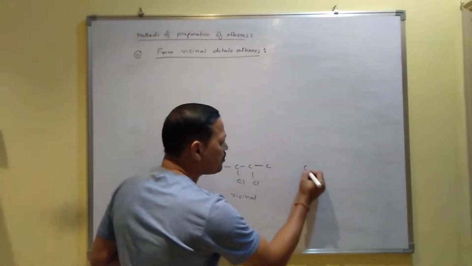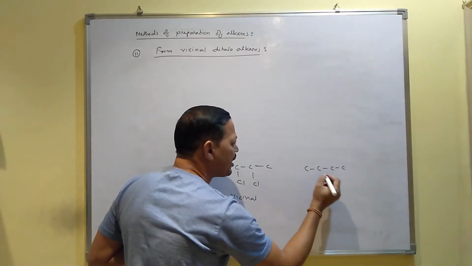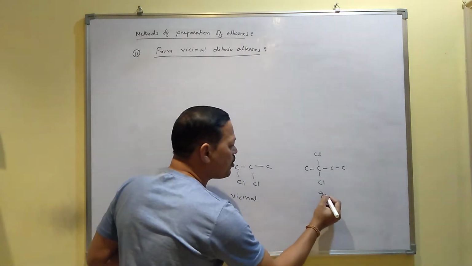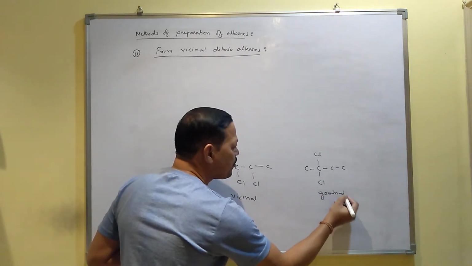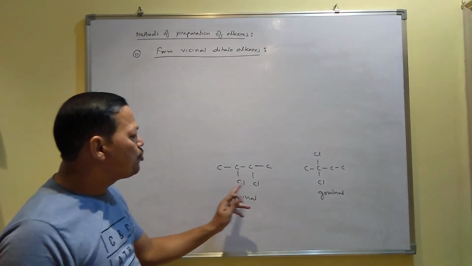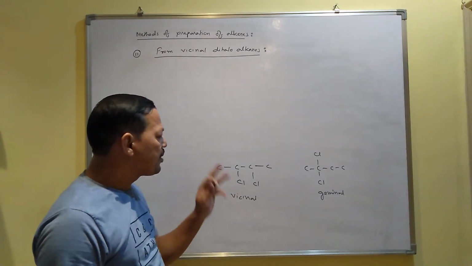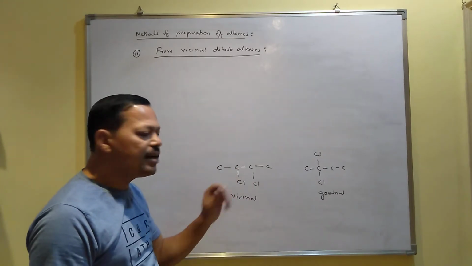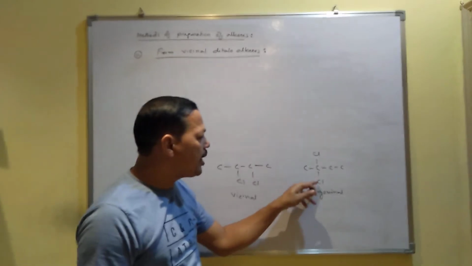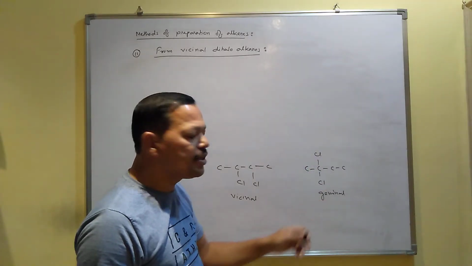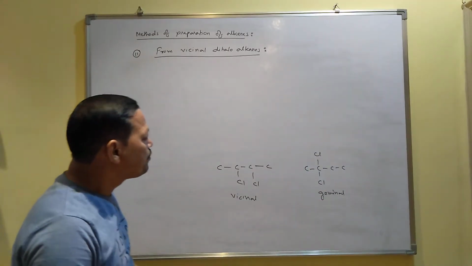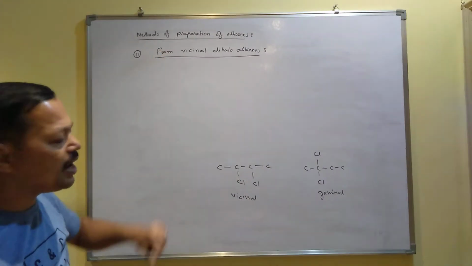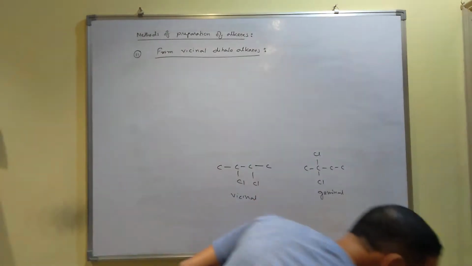And suppose this is the carbon chain, alkane. When both the halogens are joined with only one carbon, then it is called geminal dihaloalkane. So when the alkane contains two halogens, it is called dihaloalkane, and if the halogens are joined with two adjacent carbons, it is called vicinal dihaloalkane, and if both the halogens are joined with a single carbon, then it is called geminal dihaloalkane. So here we will consider the vicinal dihaloalkane, and from this vicinal dihaloalkane you can prepare alkene.